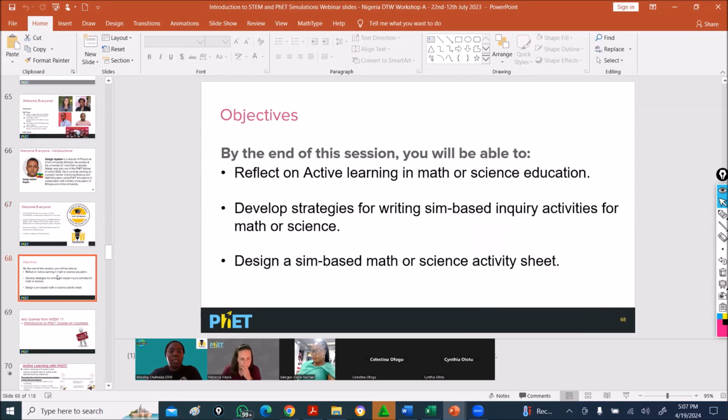All right, so today's objectives. We're going to reflect on active learning in maths or science, how to develop strategies for writing sim-based inquiry activities for maths and science, and design a sim-based maths and science activity sheet, because that's the next course. So last week we spoke on the first course, Introduction to PhET, and also Whole Class to PhET.